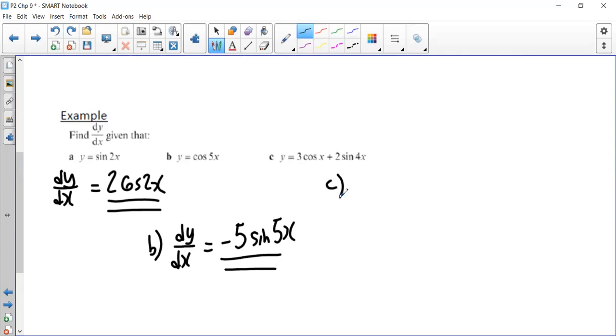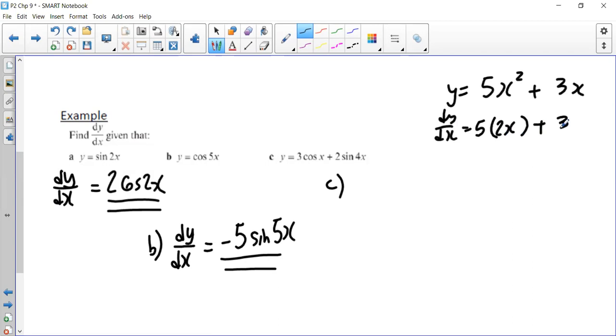C, we have a plus in the middle, so we can differentiate one by one. Quickly, if I ask you to differentiate this, you will get dy by dx equals differentiate 5x squared, which is 5 times differentiate x squared, which is 2x, plus differentiate 3x, which is 3. So that's 10x plus 3. What I'm trying to show you is when there's a plus or minus, that means we can differentiate separately, one by one.